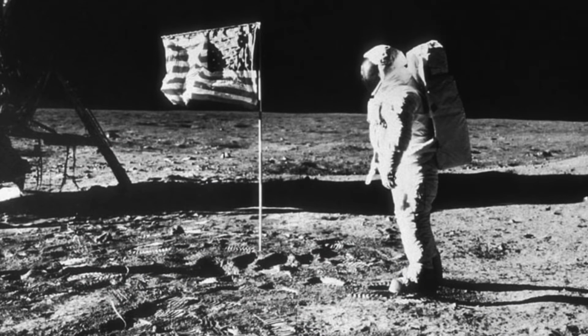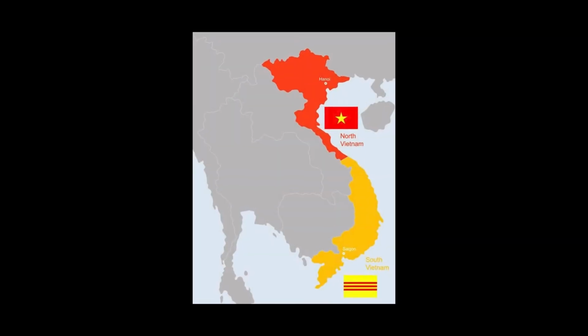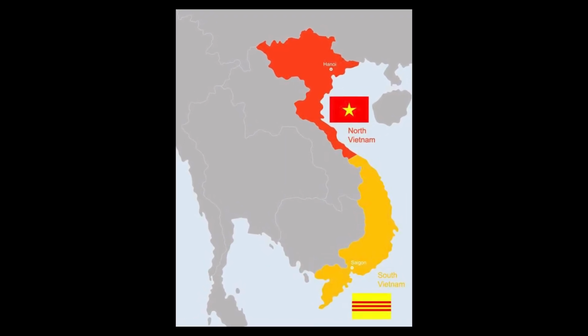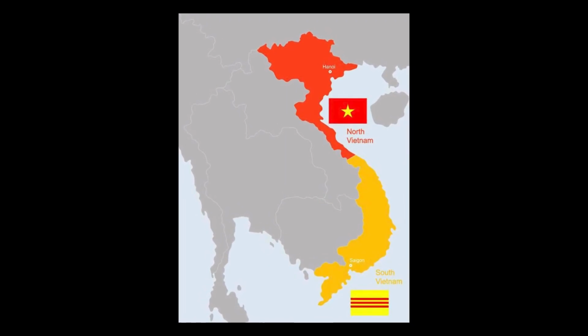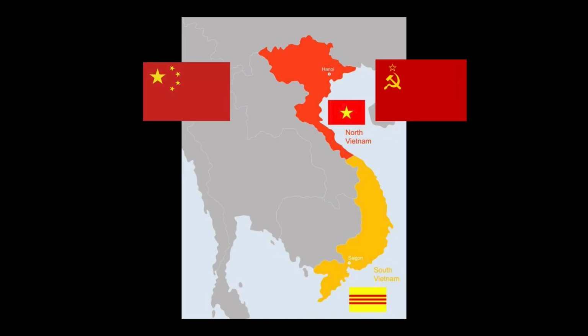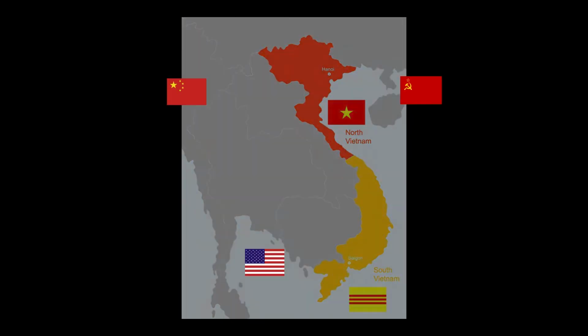But we can't talk about the Cold War in the 1960s without talking about the Vietnam War. The Vietnam War, one of the most controversial conflicts of the 20th century, was a prolonged and bloody struggle that lasted from 1955 to 1975. It was fought between the Communist government of North Vietnam, supported by its allies, and the government of South Vietnam, backed by the United States and other anti-communist nations.